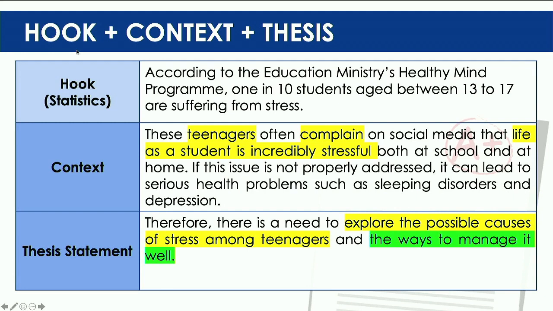Now we put together all three parts to form a complete introduction: the hook, the context, and the thesis. The hook is there? Yes. The context is there? Yes. The thesis statement? Yes. Do we have both of the focus? Explore the possible causes of stress among teenagers? Yes. The causes are there, and the ways to manage it is also there. So this is our introductory paragraph that satisfies all the three parts of the structure. Alright, still with me? Let's move on to the next one.